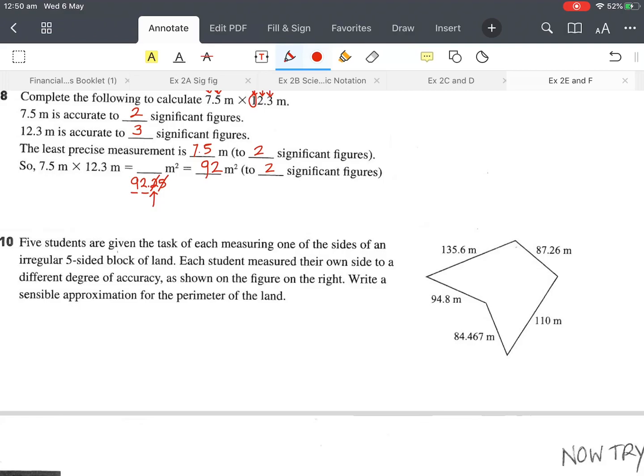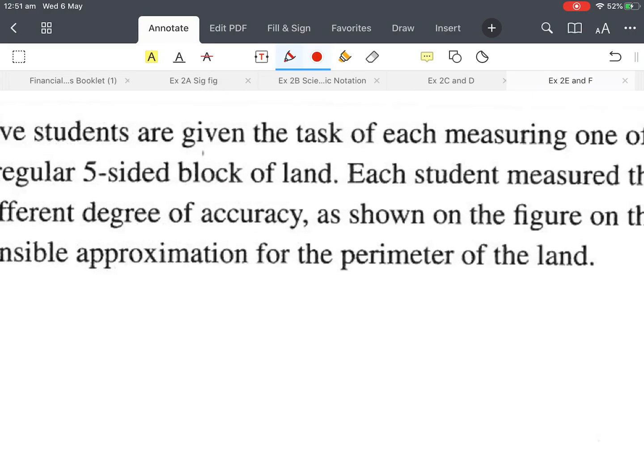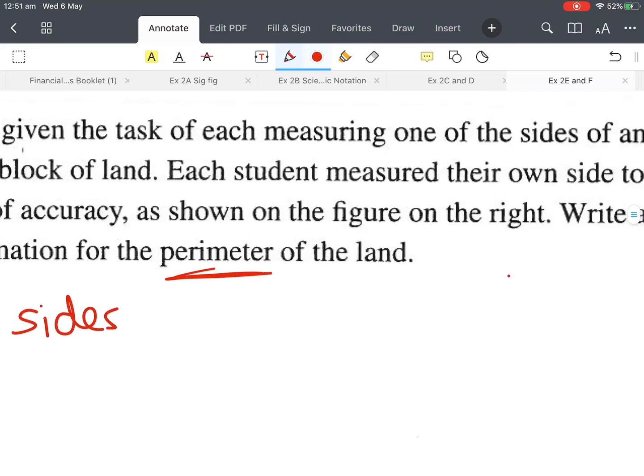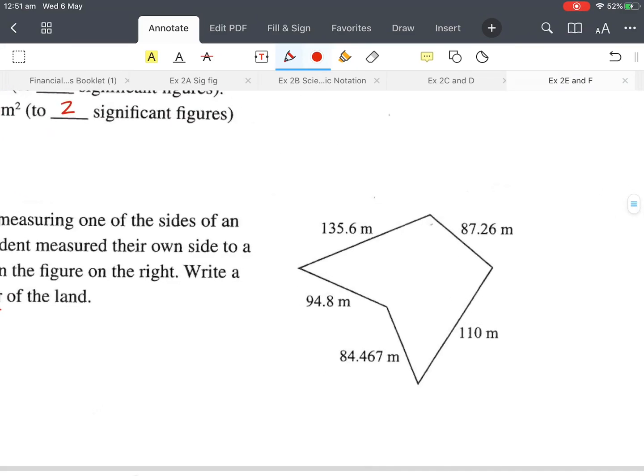Number 10. 5 students are given the task of each measuring one of the sides of an irregular 5-sided block. Each student measured their own side to a different degree of accuracy. As shown in the figure, write a sensible approximation for the perimeter of the land. Alright, so we're doing perimeter. So first thing I tell you to do, add all the sides. Now I'm going to do that on my calculator. So let's do it.